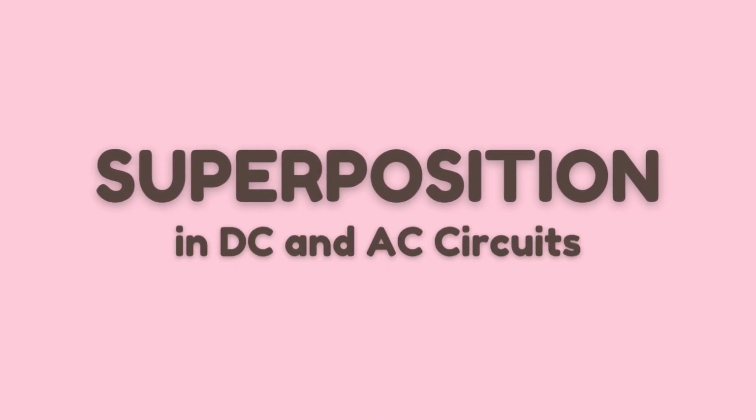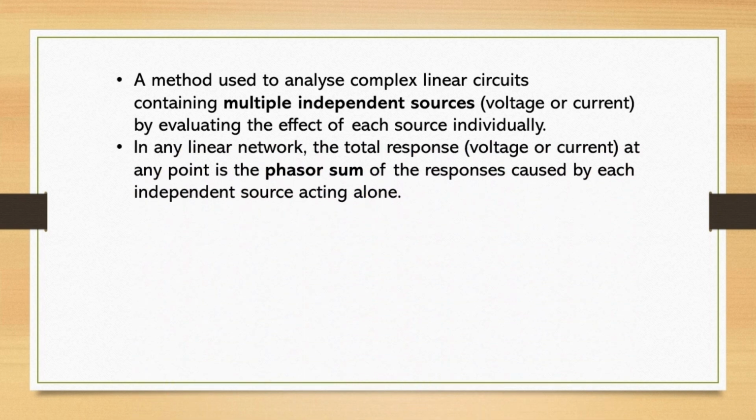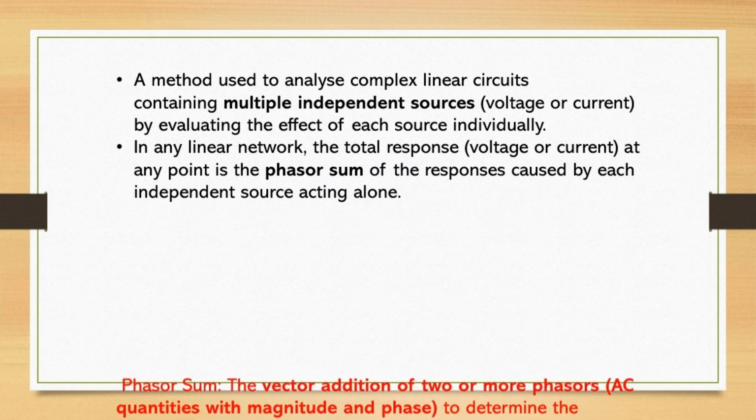In this video, we'll be discussing the topic superposition in DC and AC circuits. Now let's start. When we talk about superposition, we can think of superposition as a divide and conquer strategy. Instead of solving a complex circuit all at once, we look at each power source one by one. So we turn off all the sources except for one and calculate the response and repeat that for every source in the circuit. To get the final answer, we use a phasor sum.